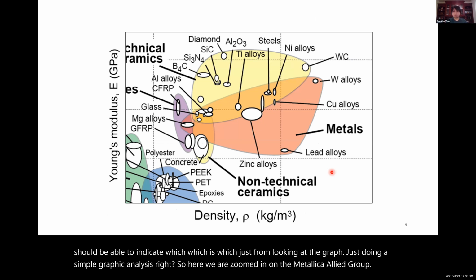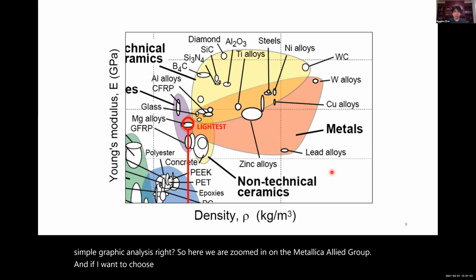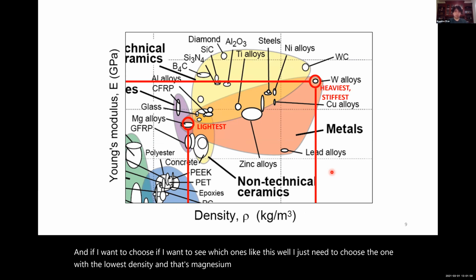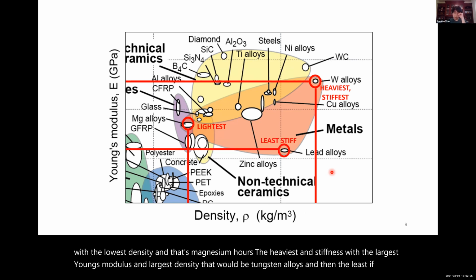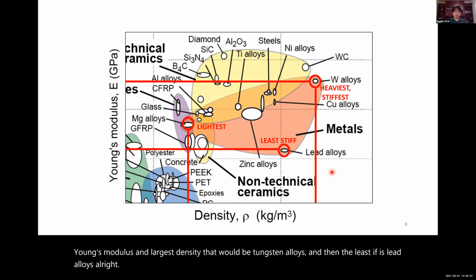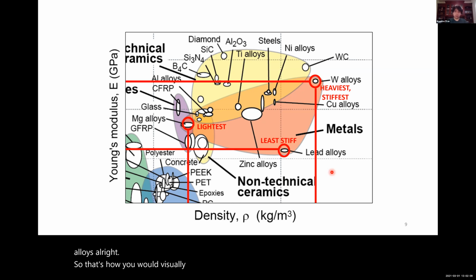And if I want to see which one's lightest, well, I just need to choose the one with the lowest density, and that's magnesium alloys. The heaviest and stiffest, with the largest Young's modulus and largest density, that would be tungsten alloys, and then the least stiff is lead alloys. All right. So that's how you would visually use Ashby plots.